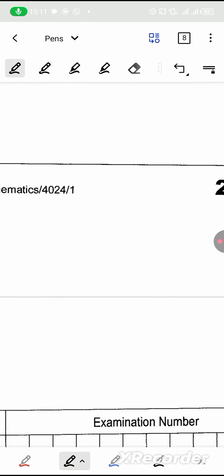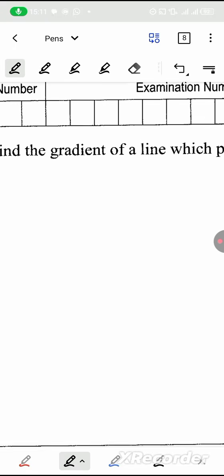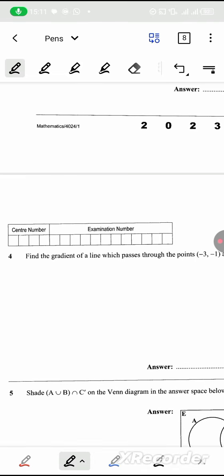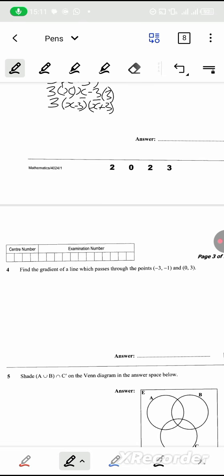So question 4. What are they saying? Question 4, they are saying find the gradient of a line which passes through the points -3, -1 and 0, 3. So we want to find the gradient of this line that passes through those points that they have mentioned. So how do we find that?